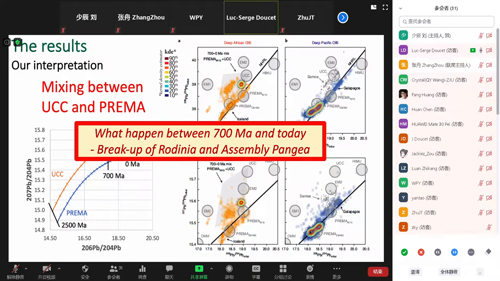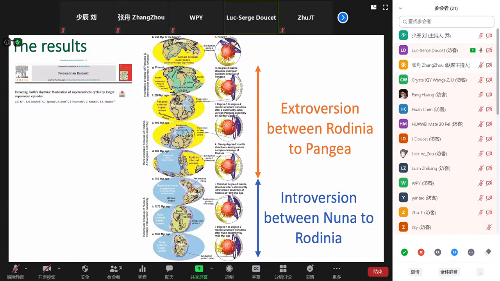So what happened during that time? During that time, we had the breakup of Rodinia and the assembly of Pangaea. Most recent research showed that from the first supercontinent Nuna to Pangaea, we have a change in the way supercontinents break up and assemble. From Nuna to Rodinia, we have only introversion. So when this supercontinent Nuna broke up, the breakup was not complete, right? Just imagine a failed breakup, and then Rodinia would just assemble in the same place.